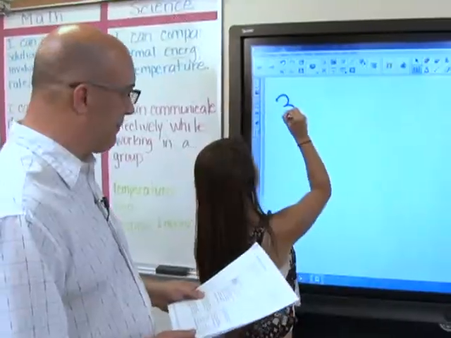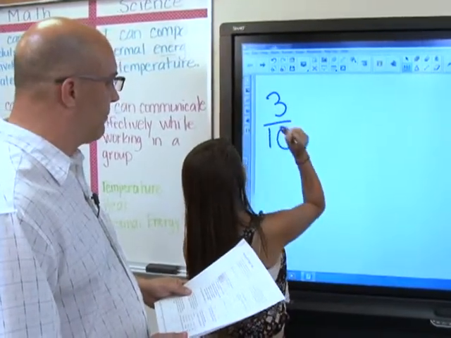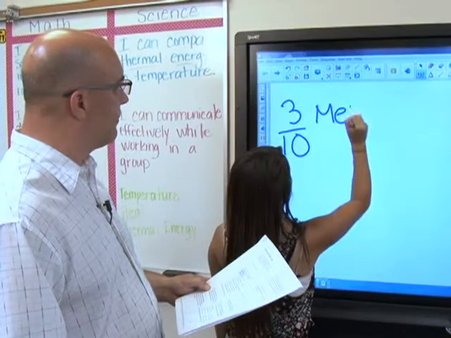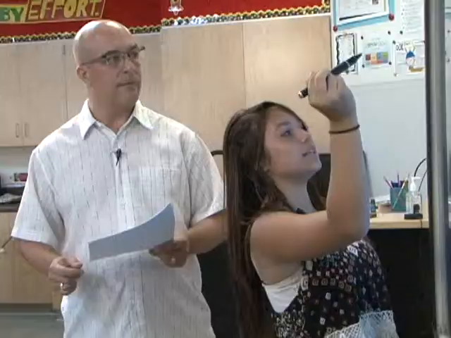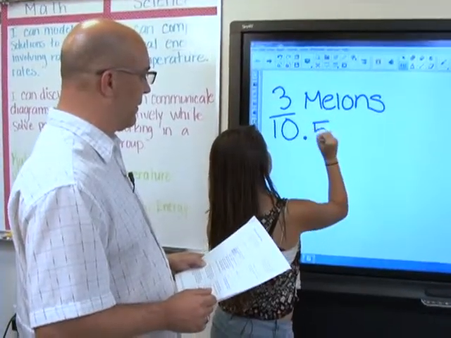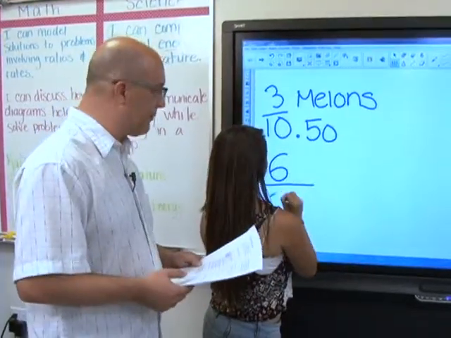I'll read the problem to you. Any information that you think you'll need, you can go ahead and write up on the smartboard. At the farmer's market, you can buy 3 melons for $10.50. $10.50 was the price for 3 melons. 6 melons for $21. Or, if I was going shopping, 9 melons for $31.50.